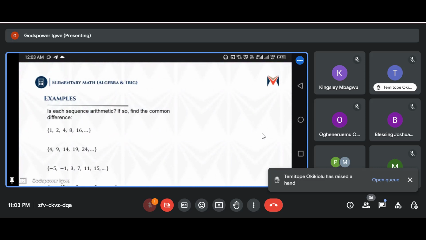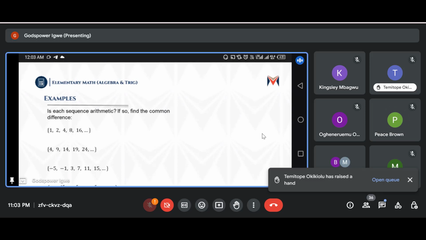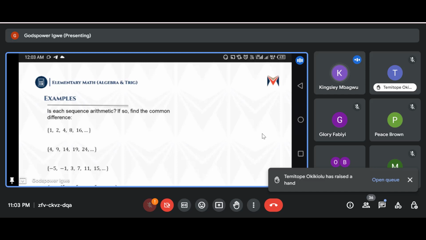Example one: in each of the arithmetic sequences, find the common difference. So 2 minus 1 will give you the common difference, which is 1. Then 16 minus 8 will give you 8. Then 8 minus 4 will give you 4, and 4 minus 2 will give you 2.